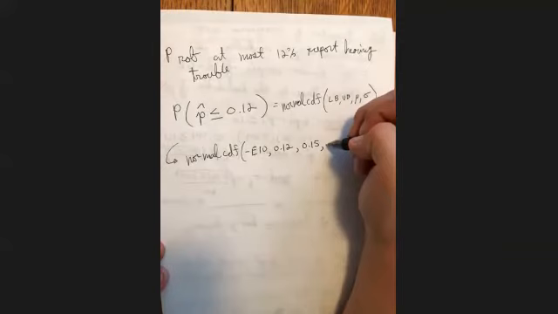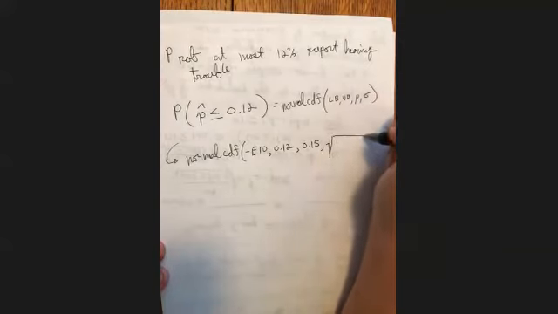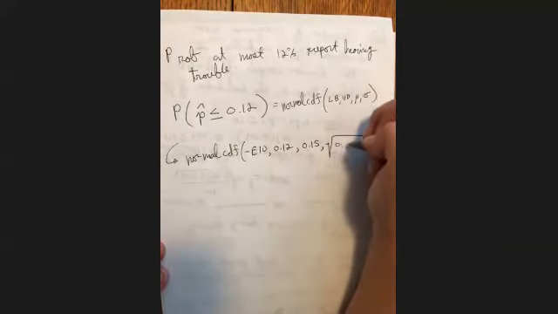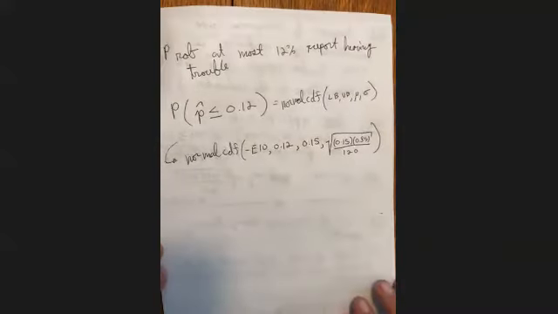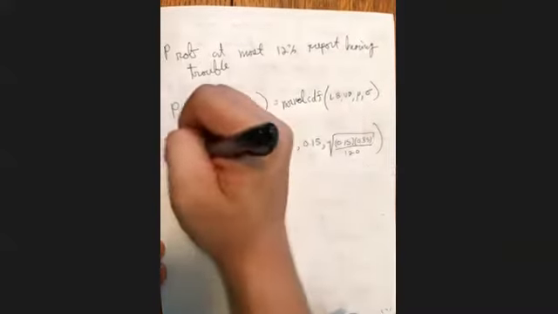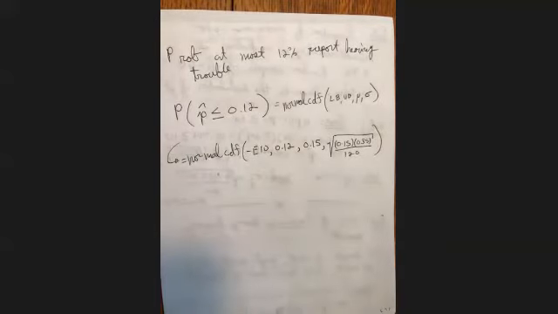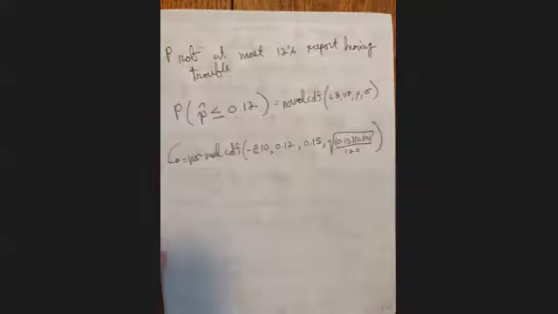And the standard deviation, which we ought to compute, but I'll just write down here, is the square root of 0.15 times 0.85 divided by 120. So those are all the inputs that we need to put into the calculator. So we can type it just like that.